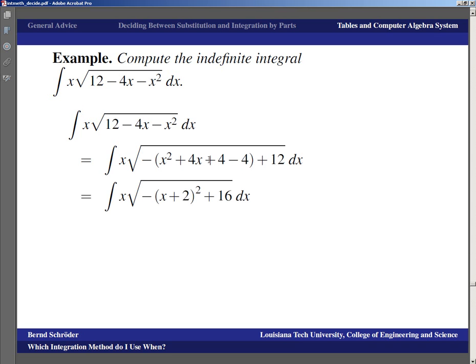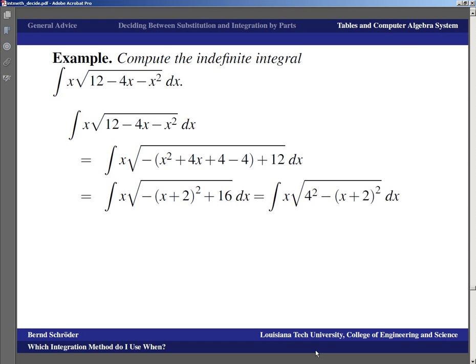Then we do the algebra, and what do we have? We keep the integral, we keep the x, we keep the square root, we keep the negative sign. X squared plus 4x plus 4 is x plus 2 quantity squared, so that's got a negative sign here. Then we have minus 4 is plus 4, and 4 plus 12 is the 16. And so that is the integral of x times the square root of 4 squared minus x plus 2 quantity squared.